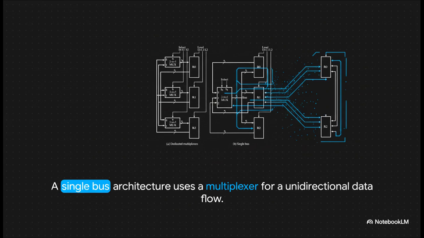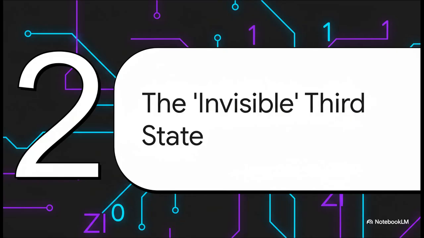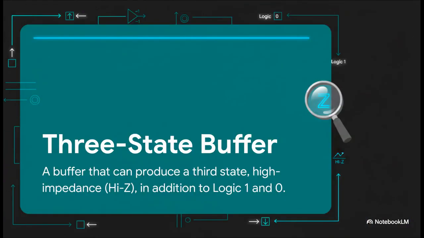So to get that true two-way communication, we're going to need a totally different kind of component. And that component introduces this really cool concept. A third, almost invisible state that goes way beyond the simple ones and zeros we're always talking about. This right here. This is the secret to unlocking two-way data flow. So let me introduce you to the three-state buffer.